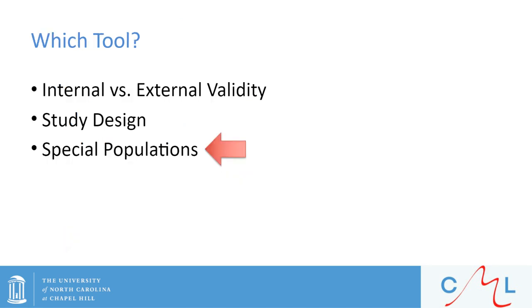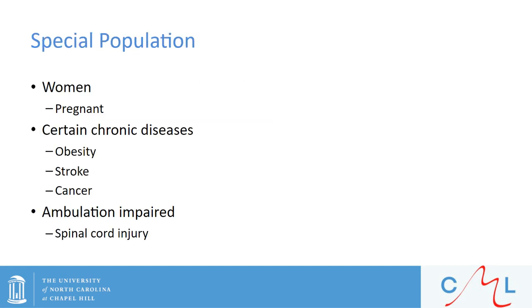Lastly, let's briefly discuss the appropriate tool selection for special populations, depending on who we are going to recruit. Some examples of special populations include women, particularly pregnant women, certain chronic disease populations, such as obesity, spinal cord injury, cancer, populations where ambulation is impaired, and others.